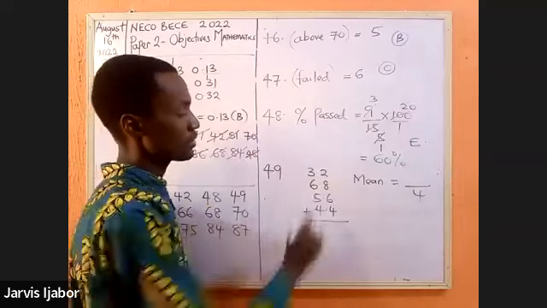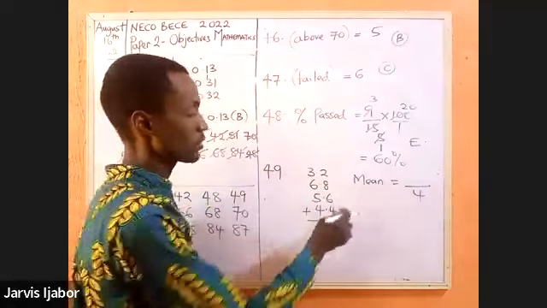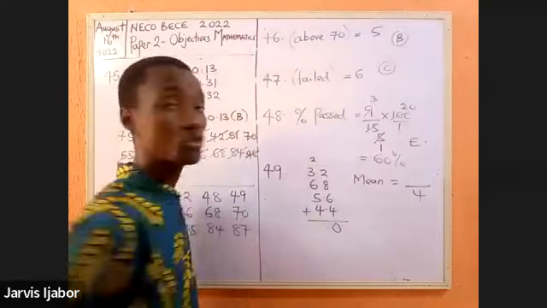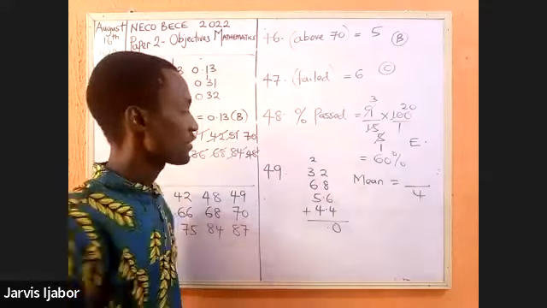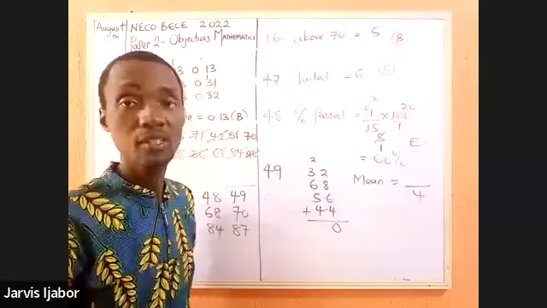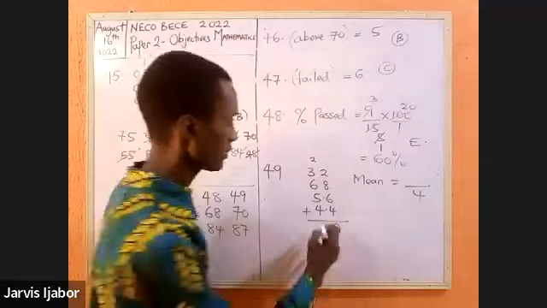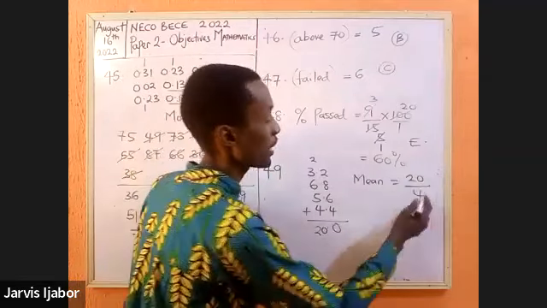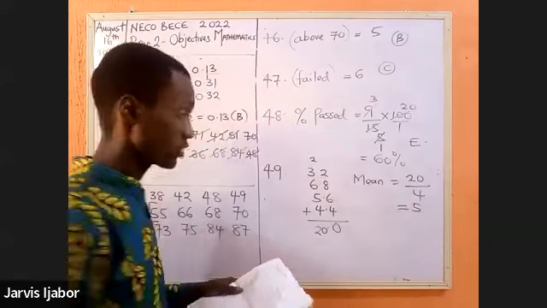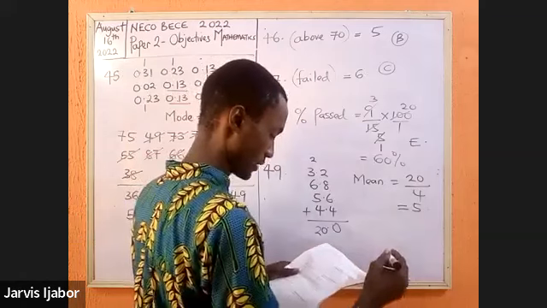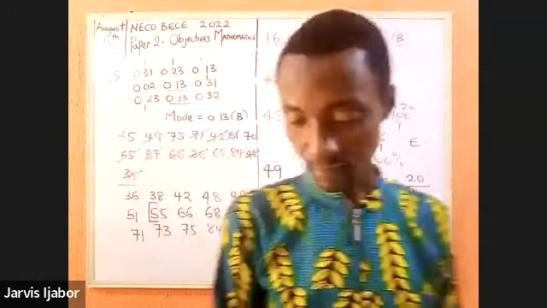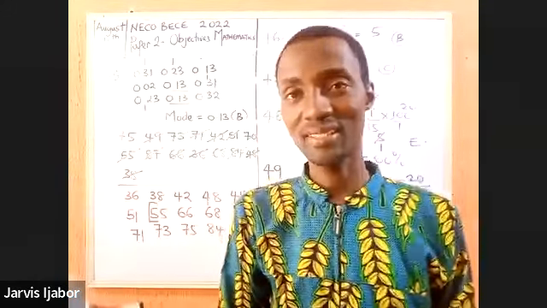So 2 plus 8 is 10. 6 plus 4 is 10. 10 plus 10 is 20. Put down 0 and carry 2. 2 plus 3, 5. 5 plus 6, 11. 11 plus 5, 16. 16 plus 4, 20. So that will be 20 divided by 4, and the mean will be 5. So we'll check our option. If we've done it right, the mean is 5. And that answer will be D.